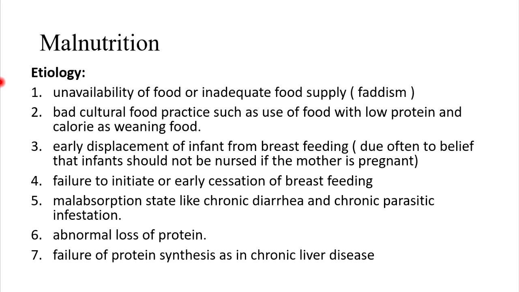First, unavailability of food or inadequate food supply، يعني المجاعة. Second, bad cultural food practice such as use of food with low protein and calories as weaning food. تعرفون احنا the most important cause sometimes in malnutrition هي ال weaning food. هذا طبعا بالفترة الحرجة in pediatrics.